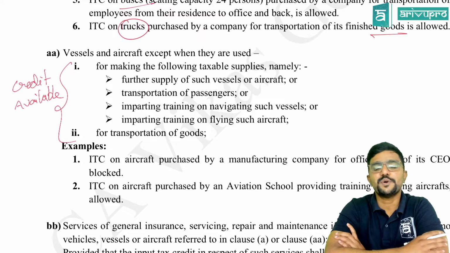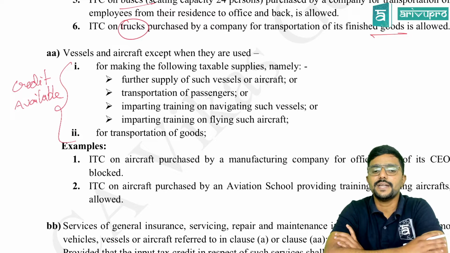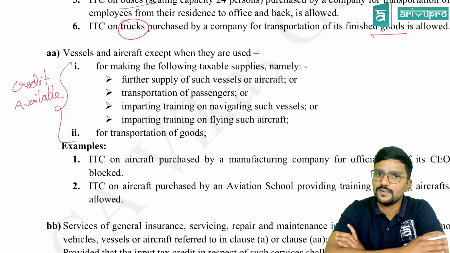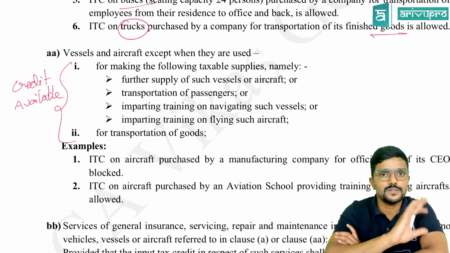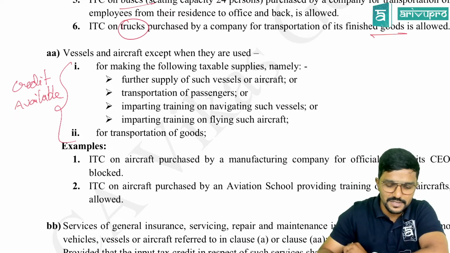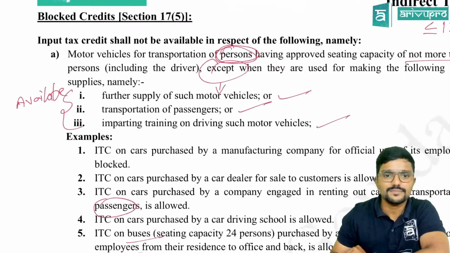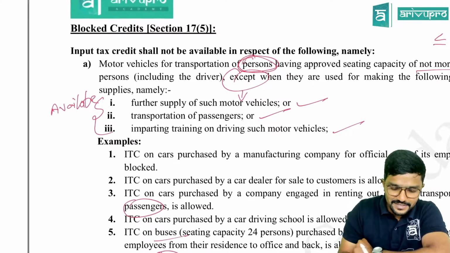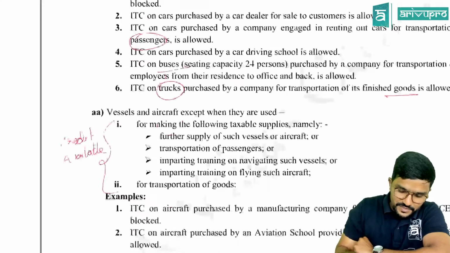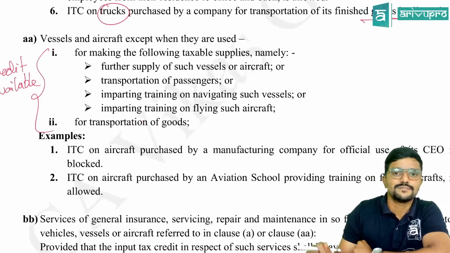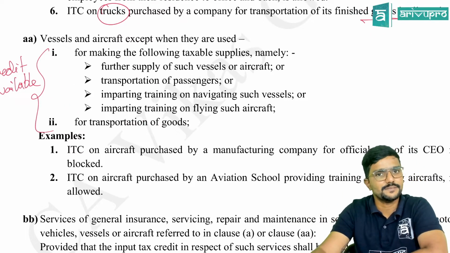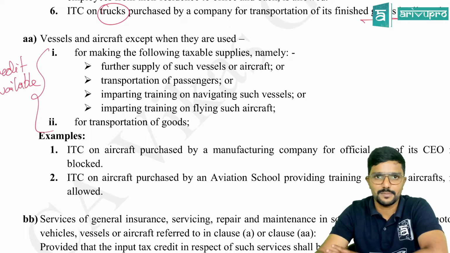Next, transportation of passengers, imparting training on navigating such vessels, or imparting training on flying such aircraft, or for transportation of goods. For transportation of goods, if it is used also, credit is available, guys. Very similar to whatever is covered in this point. Agree? So when credit is available is given here. So here also almost same points only. But here goods is given separately. So if vessels and aircraft is used for the transportation of goods, always credit is available, guys.